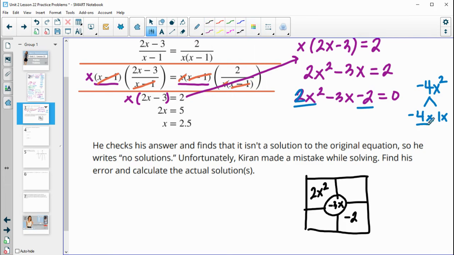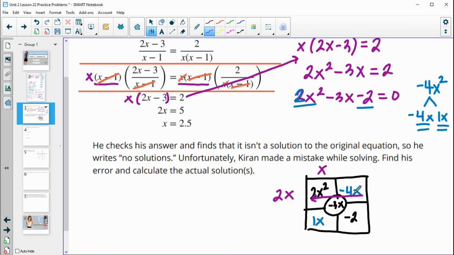Then I take these factors that add to negative 3x and I put them here, because negative 4x plus 1x gives us that middle term. Now you say, what's in common between these two? So they have a 2 in common and they have an x in common. So now we go 2x times what would give us this box, because this times this needs to be 2x squared. So 2x times x gives us 2x squared.